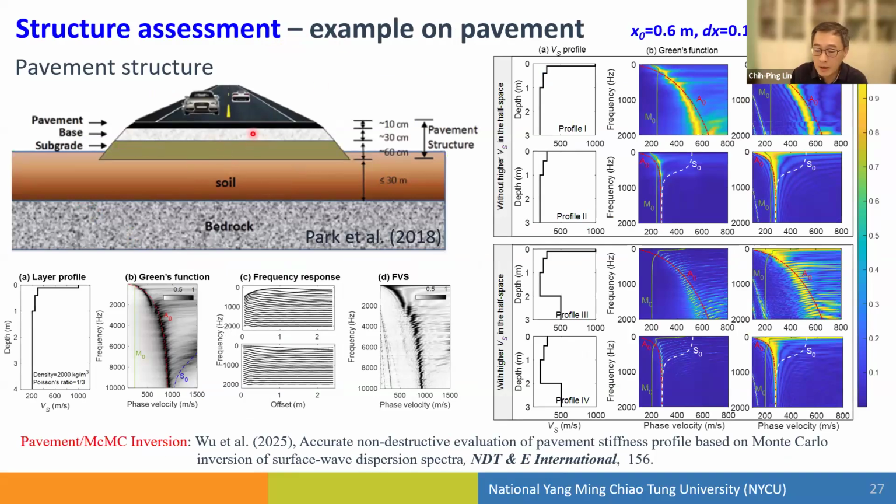So in pavement, I think the layer parameterization is important, so we also keep layer thickness as unknown. Sometimes the layer thickness is important information, as important as shear wave velocity, and so different profiles can have a very different dispersion spectrum. So we can perform inversion based on this.